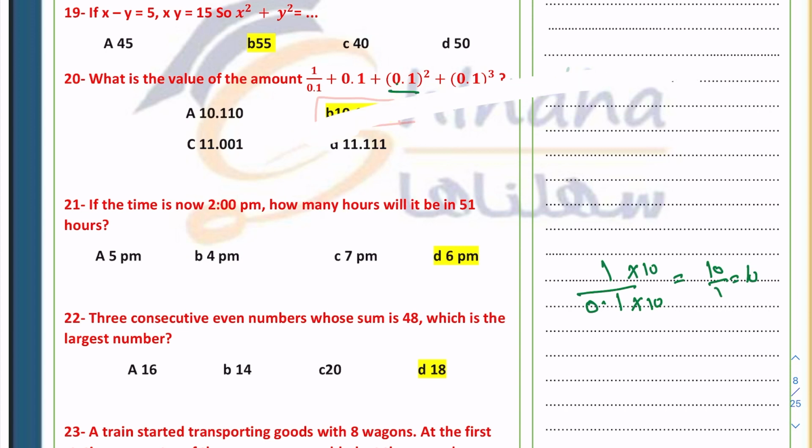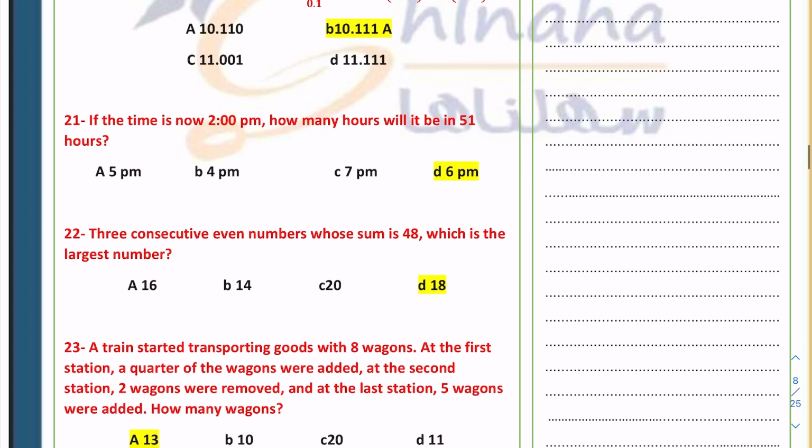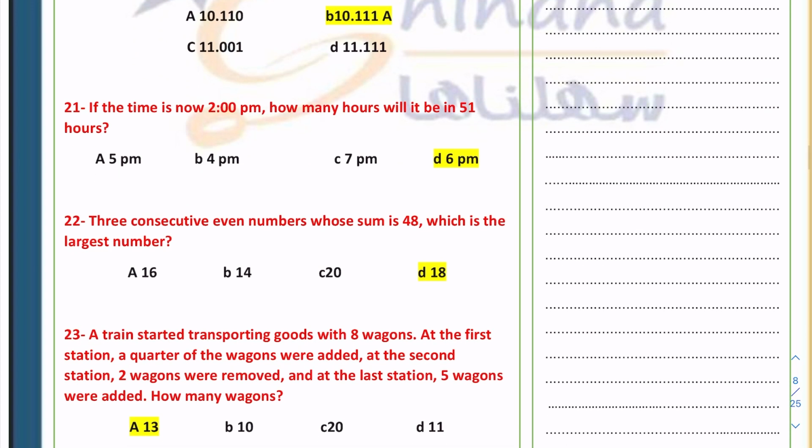Clear? Let's take the next part, 21. If the time now is 2 p.m., what time will it be in 51 hours? Okay, I will divide 51 by 24. We have 2 days because 2 multiplied by 24 is 48 hours. Subtract, it will be 3. So after 3 hours, it will be what time? 5 p.m. So the right answer here is 5 p.m., not 6. Okay? The right answer is 5 p.m.